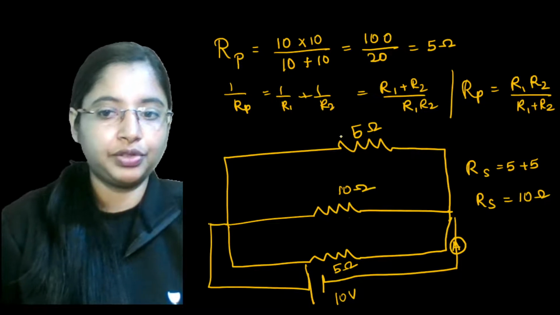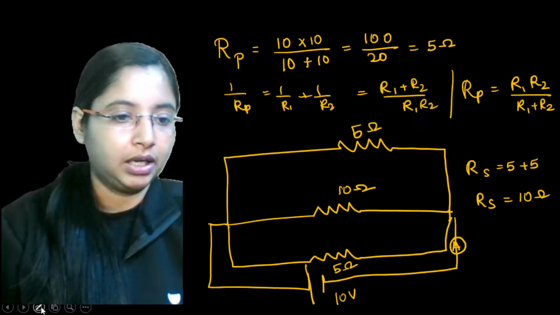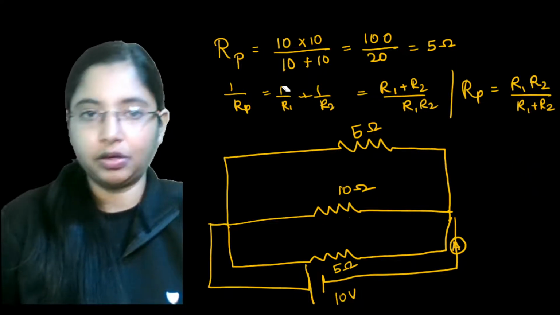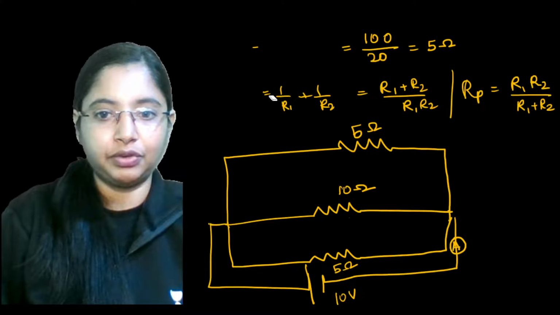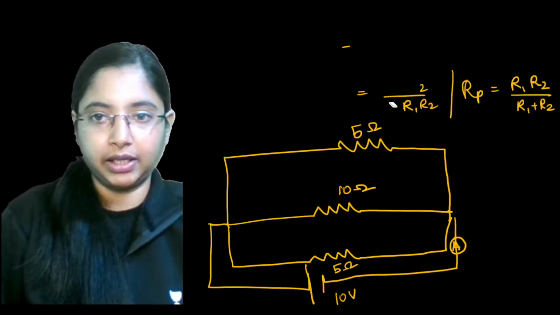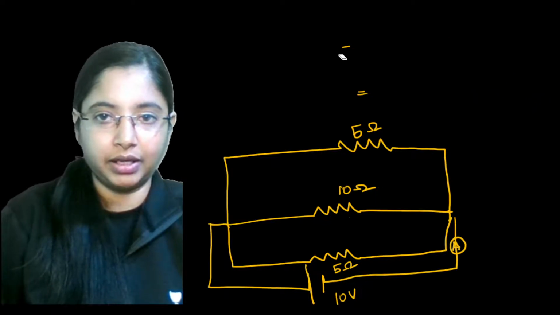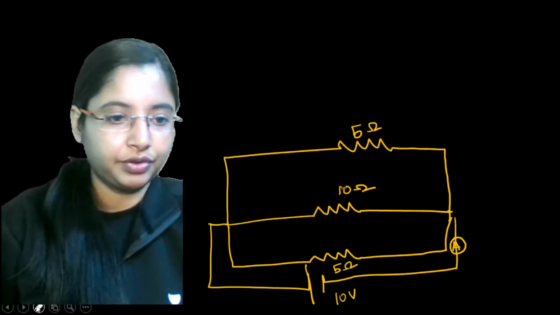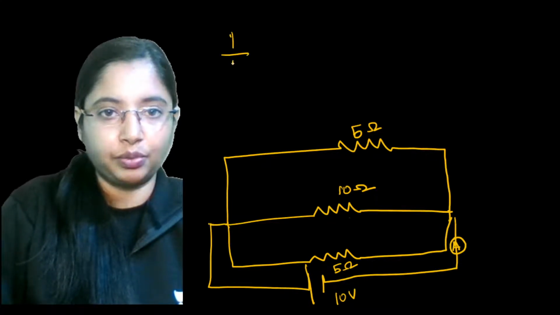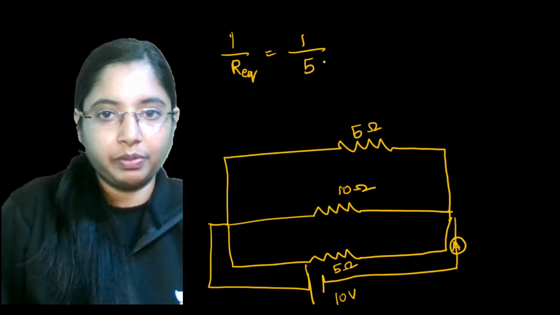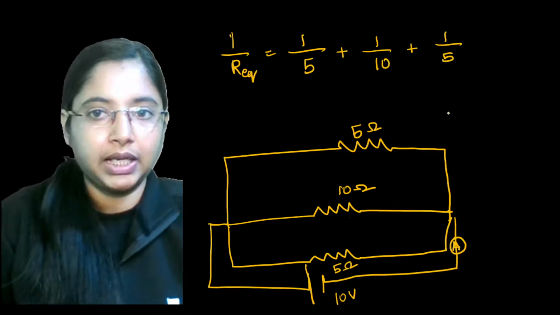Okay. Now if you see, we have three resistors in parallel combination, right? So if you have three of them in parallel combination, we have to find the parallel combination value for all of these. In this case, the final equivalent resistance you want will be the parallel combination of the first resistor, 1 by 5 ohms, 1 by 10 ohms plus 1 by 5 ohms, right?